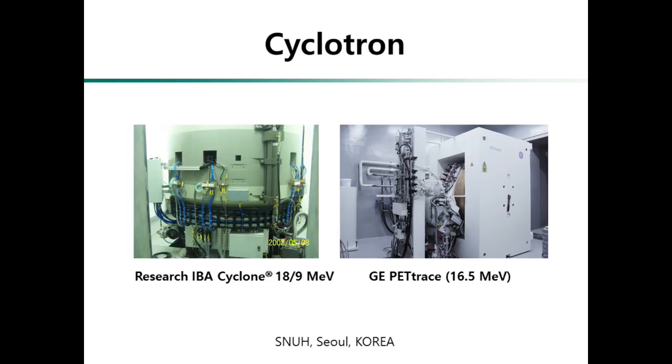Next one is the cyclotron. We have two cyclotrons in SNUH. One is the IBA, and the other one is the GE. This one is the old one, installed in 2008. This one is a new one, in 2011. In the year of 2011, we installed that one.